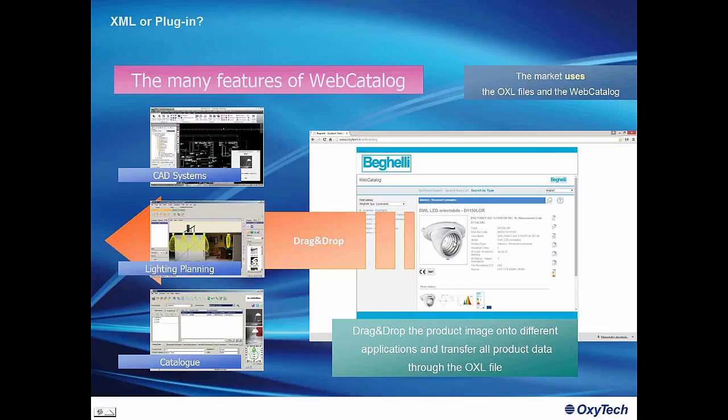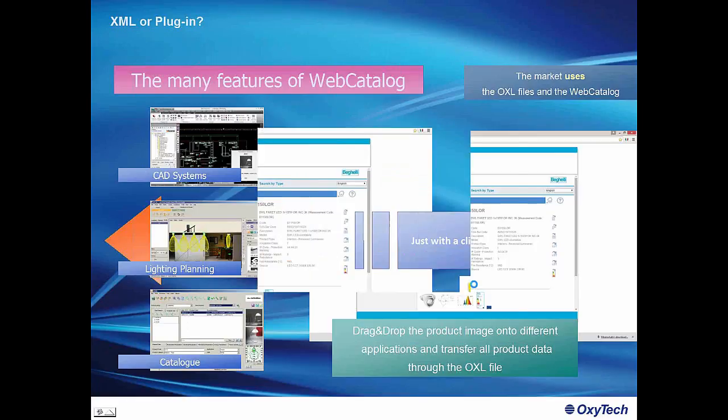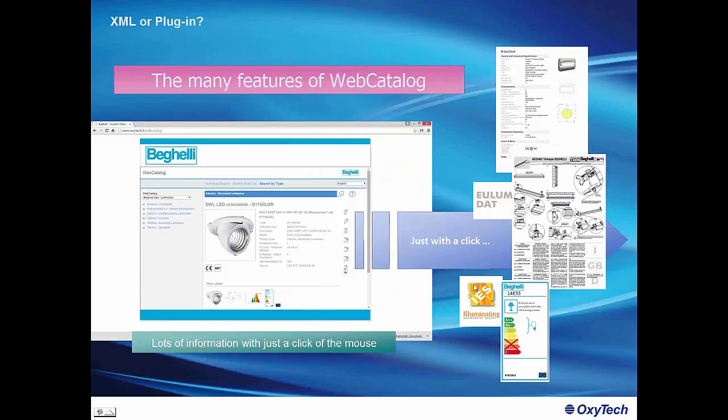At the same time, whenever we drag and drop the image of the product, the system will automatically transfer the OXL file from the internet to your local application. That could be a catalog, lighting planning, or CAD systems. But we realized that the web catalog was not only supposed to be for the applications interfaced with the system.